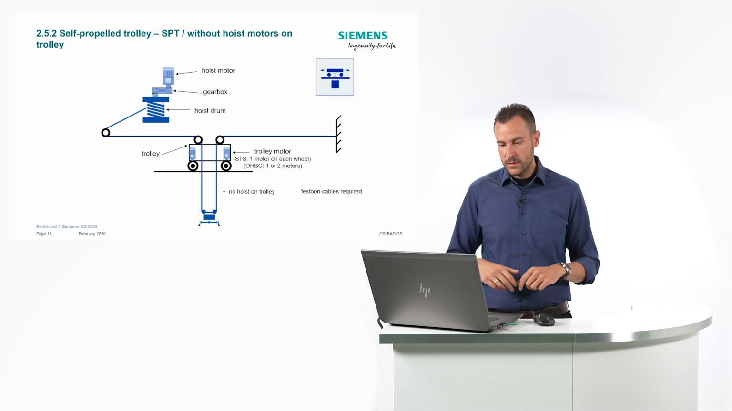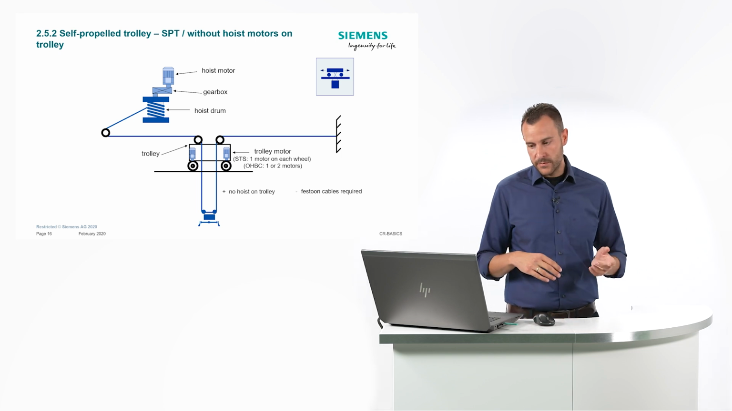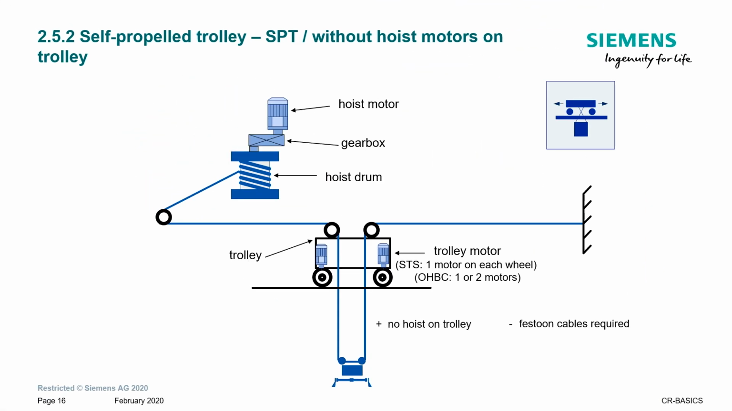Second one, self-propelled trolley. It's again no hoisting motor on the trolley, but a bit a different system. We have here again the hoist motor with the gearbox and the hoist drum. The rope is deflected to the trolley and the load is attached, and then again to the rope fastening. The trolley now is not moving by cables, so no cable-driven trolley, but as the name says, self-propelled. We have trolley motors which will move the trolley forward and backward.